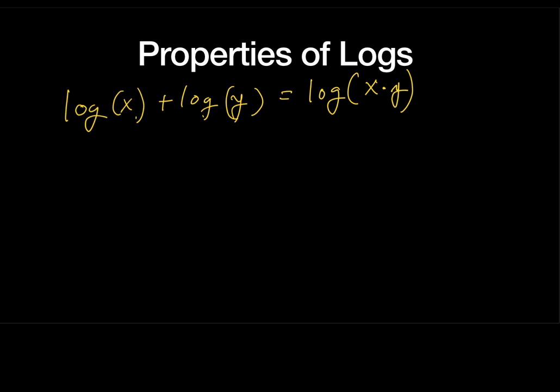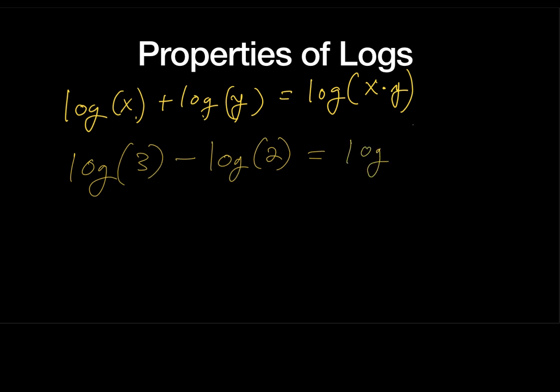Which means if I have log base 3 minus log base 2, that would be rewritten together as log of 3 over 2. Because subtracting exponents meant we were dividing. Same bases and divide, subtract exponents. So how would you solve that?